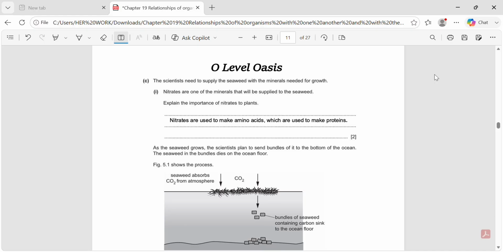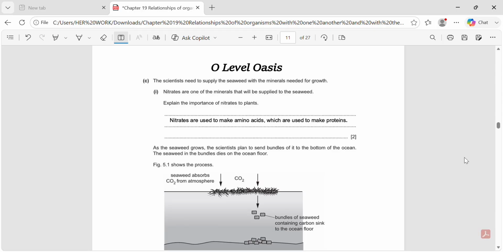The next question explains that the bundles of seaweed sink to the bottom of the ocean, where there is very little oxygen. It then asks, explain how this will help the carbon to stay trapped in the dead seaweed. Think about what decomposers need to break down dead organisms. They require oxygen for aerobic respiration. Since there is very little oxygen at the bottom of the ocean, decomposition occurs very slowly.